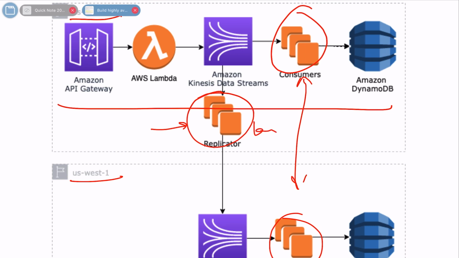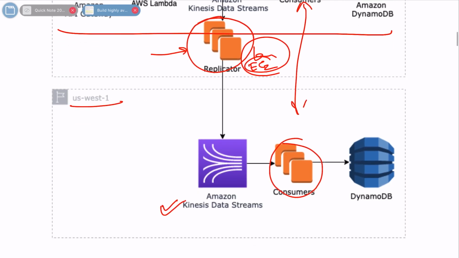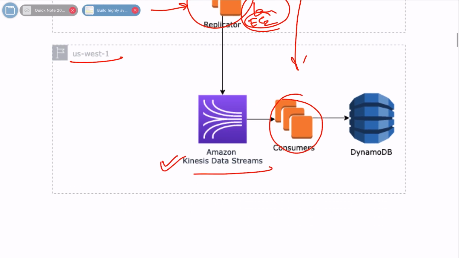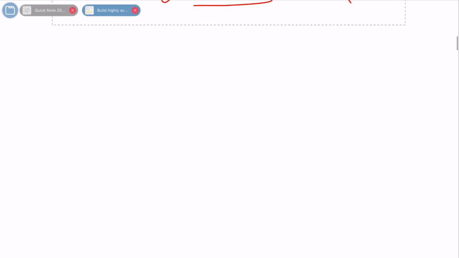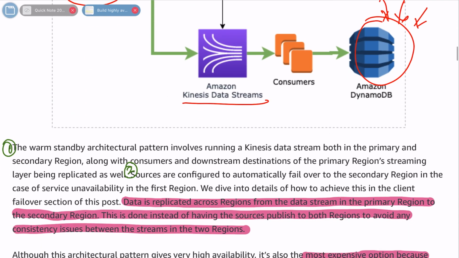It could be your AWS Lambda, it could be your EC2 instance. What it essentially does is replicate the data, whatever events you got, it publishes those events to Amazon Kinesis Data Streams here, and then they are consumed by consumers, and then the state is finally moved to DynamoDB for storage, where we can use it for any kind of alerting or querying or any kind of analysis which we want to do. Got it? So this is the idea around warm standby.